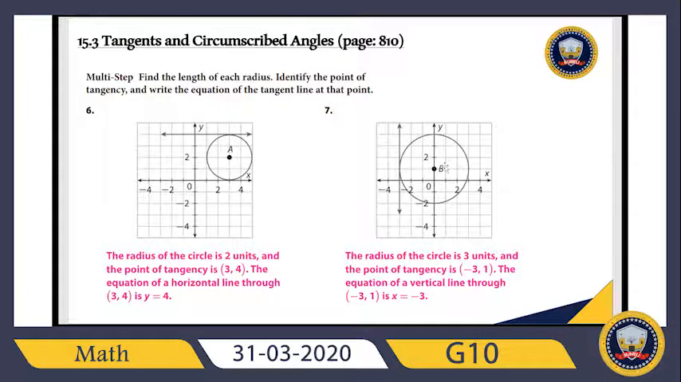Now for the other example, I have a tangent that is vertical. It touches the circle at this point. What are the coordinates of the point of tangency? It is (-3, 1). This is the point of tangency. Now, what is the equation of the line? At each point here, x is all the time equal to -3. So, we say that the equation of this line is x equals -3.